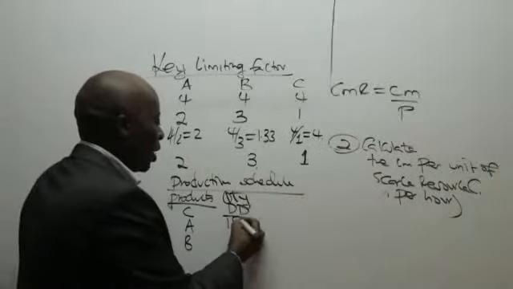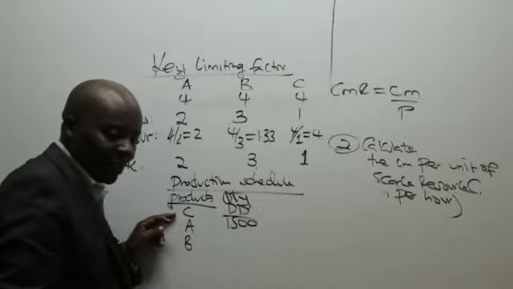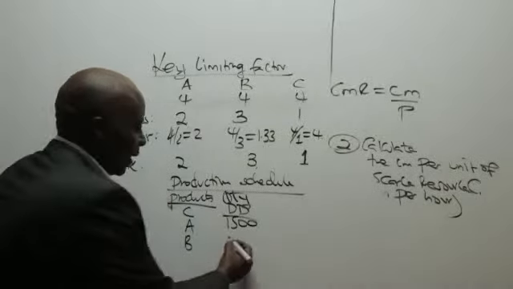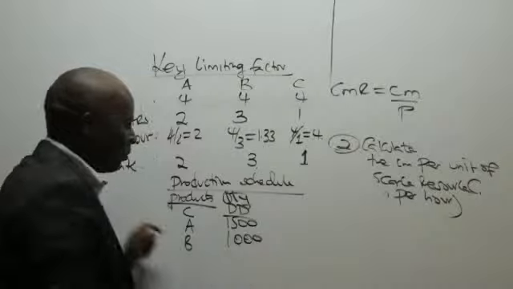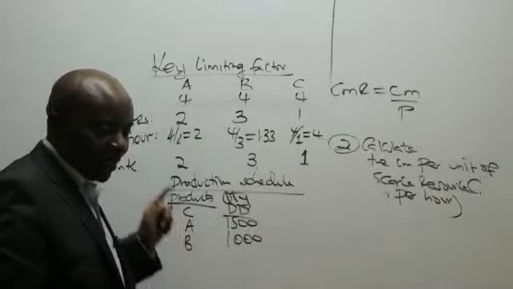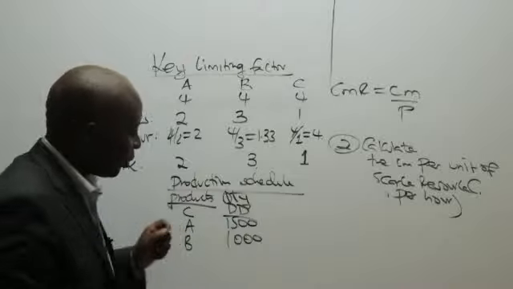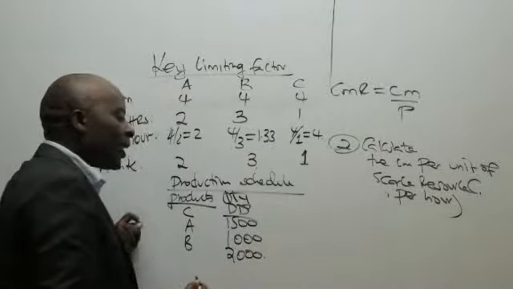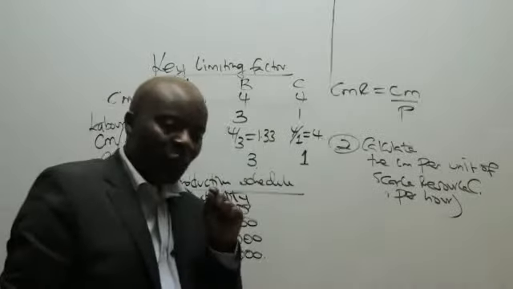Thank you very much. How about A? A that was demanded is 1,000. How about B demanded? The quantity of B demanded, 2,000.